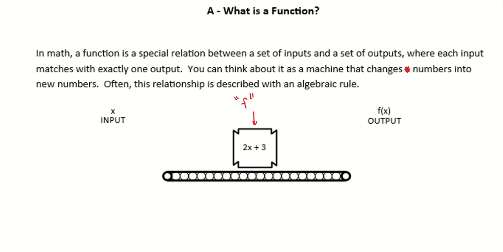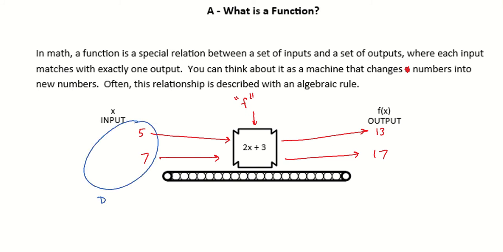So let's look at some things that might happen. If we put a 5 into this machine, it outputs, well, 5 times 2 is 10, plus 3 is 13. And if I put 7 into it, it's going to double it, 14, and add 3 is 17. So all the things that can go into this particular machine are called the domain, and all the numbers that come out are called the range.